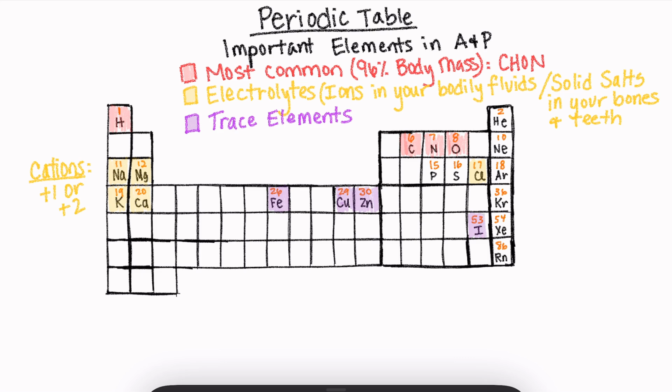Then come down here to number 53. This is iodine. And you don't need a lot of iodine, but you do need it in order to make your metabolic hormone called thyroxine.